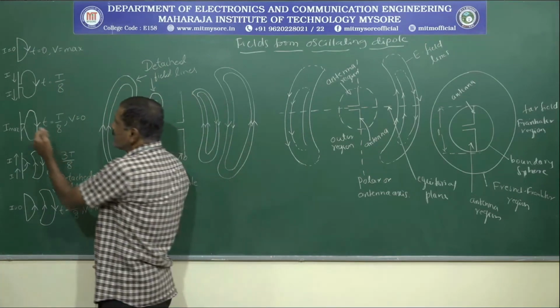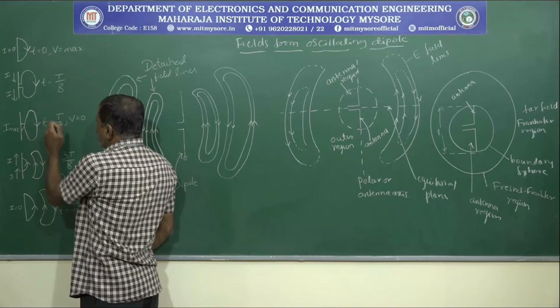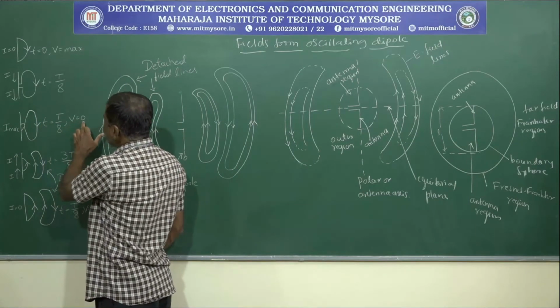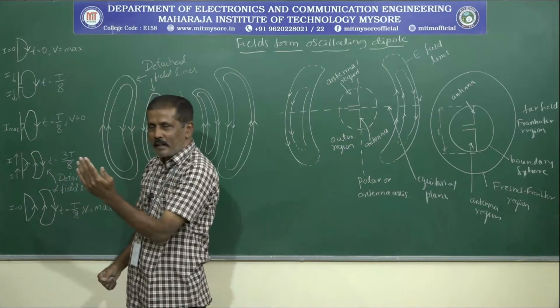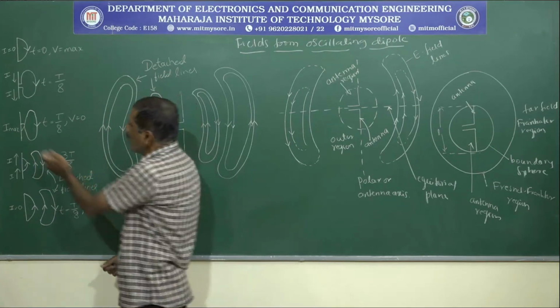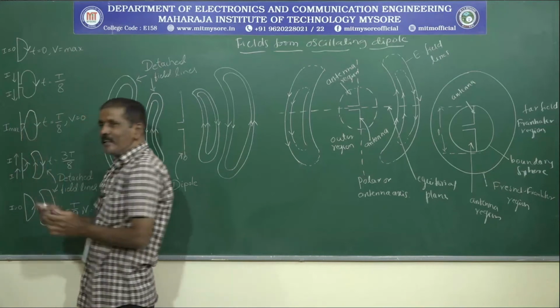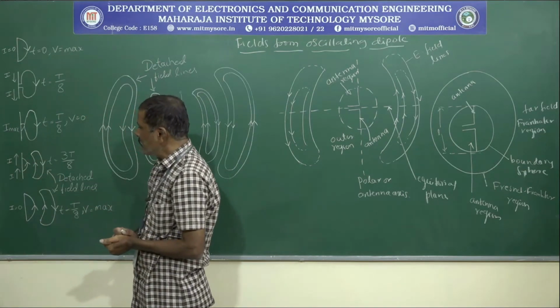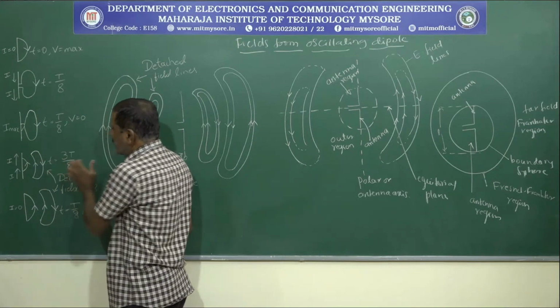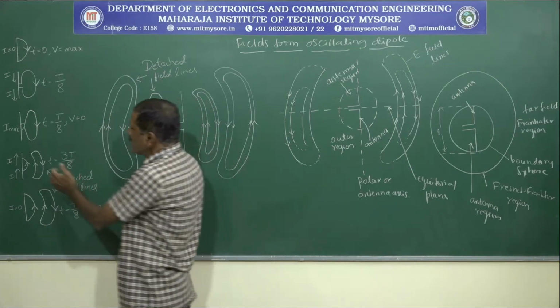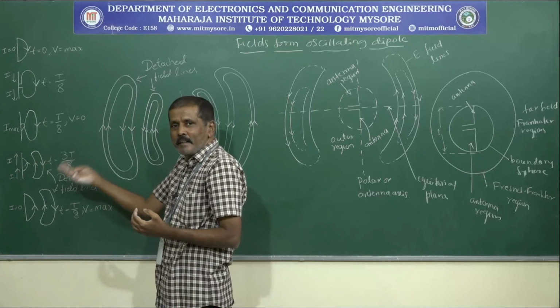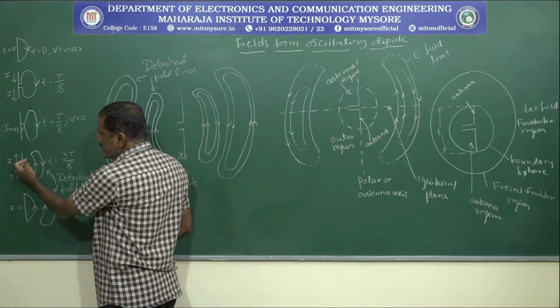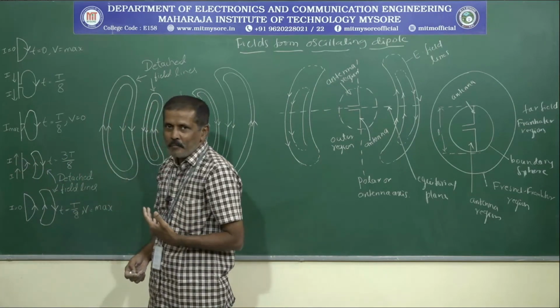At T by 8, here we are getting V equal to 0. That means one particular signal will have moved away from the antenna, and the second one has started emerging from the antenna. At t equal to 3T by 8, the first wave is completely detached from the antenna and is in space, and the second has started emerging from the antenna.